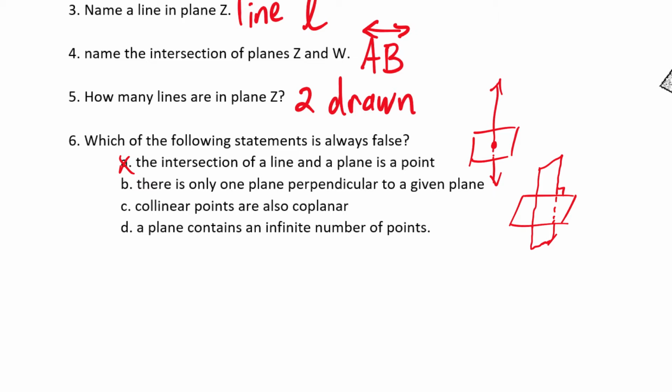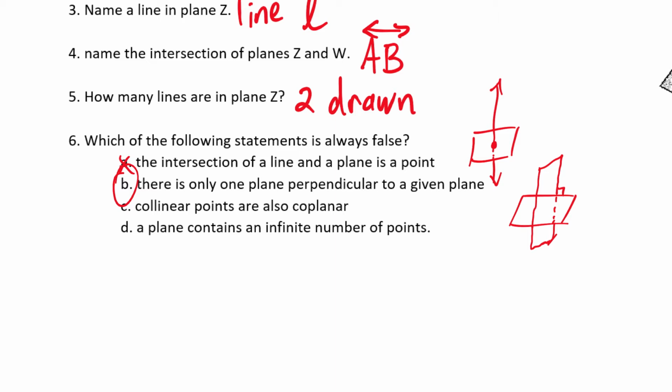More than several. It's an infinite amount, right? This is perpendicular, this is perpendicular, this is perpendicular, this is perpendicular. Okay, so that's the one that's always false right there. Because that says there's only one. No, there's an infinite number of planes perpendicular to a given plane.